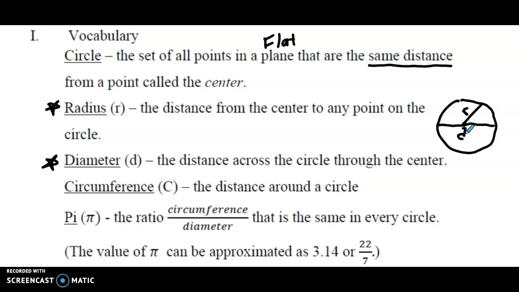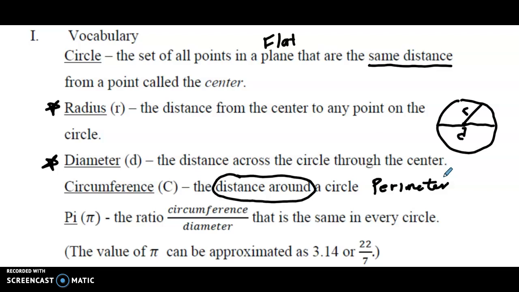What we're going to be finding is circumference. Circumference is the distance around a circle, and that's very similar to perimeter. But we don't use perimeter. We only use perimeter when the lines are straight. Circumference is used when lines are curved. So we're going to use the circumference to find it.